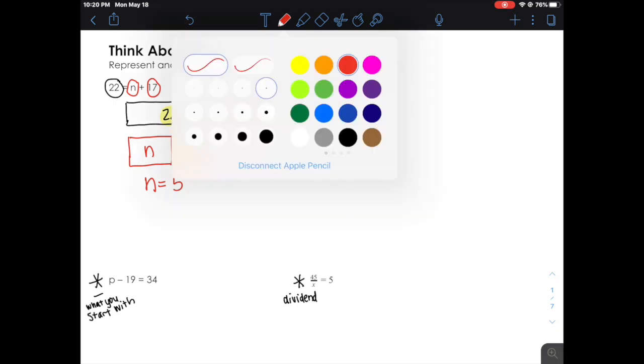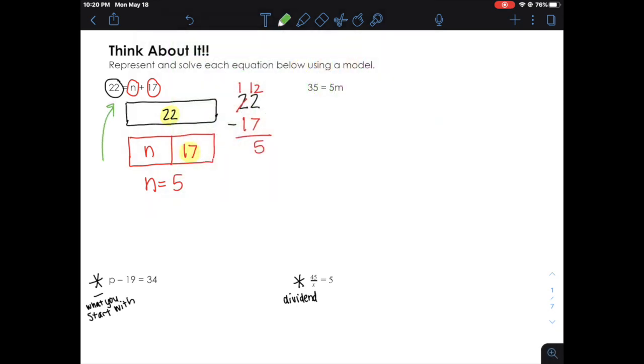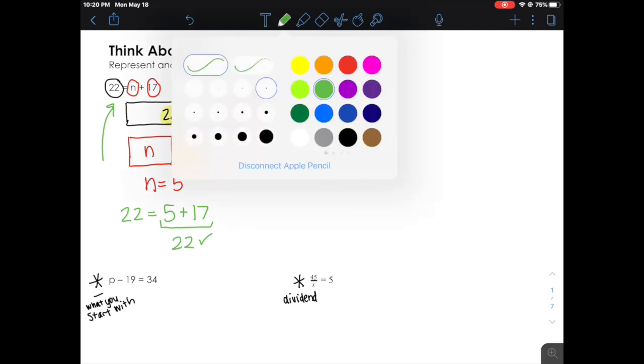You check your work by plugging in to the original equation. So 22 equals 5 plus 17. And when I simplify 5 plus 17, I do get 22 as an answer. So that one's correct. All right, on to the next one where we have multiplication.